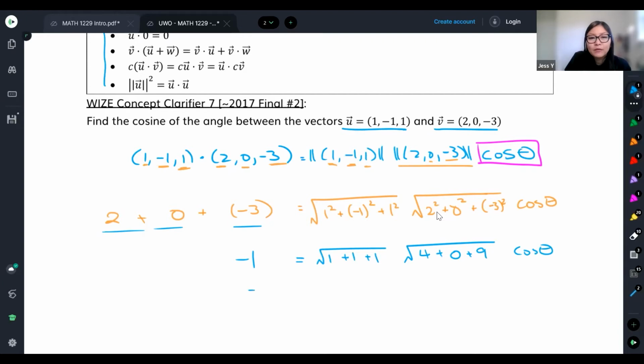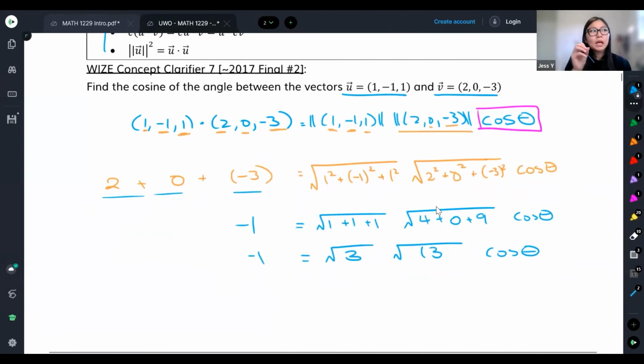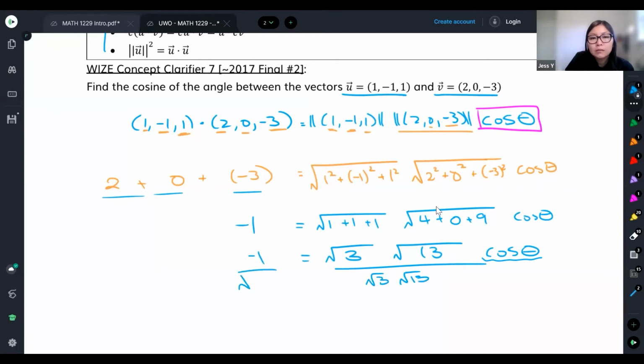Almost there, guys. We have -1 equals the square root, 1 plus 1 plus 1 is 3, and then 4 plus 9 is 13. So a lot of students that I've worked with can get it up to here because they're just applying the formulas, but then they don't know what to do from here. Cos theta, again, pretend this is like an x, okay? So if you want to get x by itself, you need to get rid of all the numbers in front, meaning we need to divide both sides by square root of 3 and square root of 13.